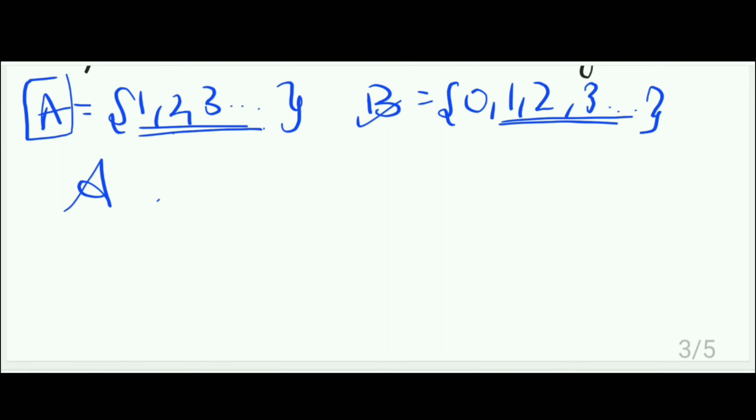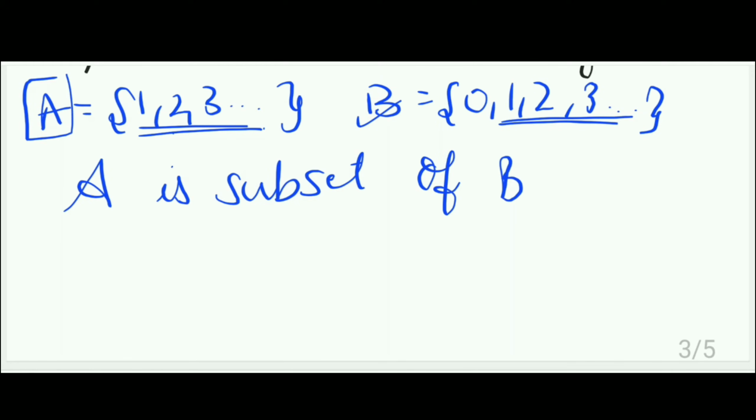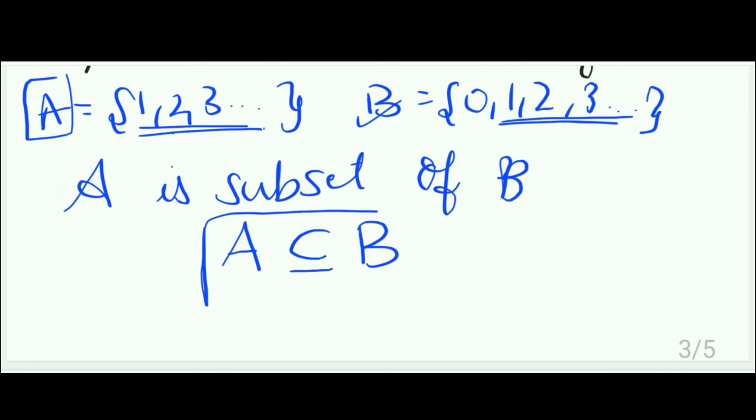So suppose I want to say A is a subset of B, then how do I represent that? It is in the form where A is here, and the union symbol turned the other way around, and then B. So this represents that A is the subset of B. Okay.